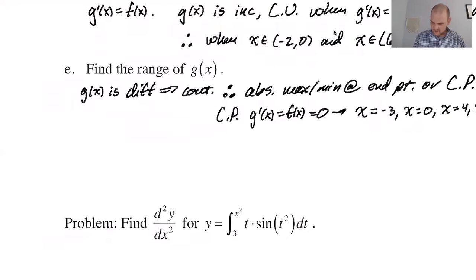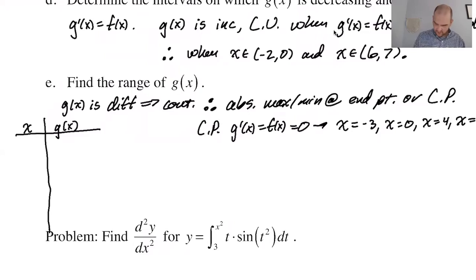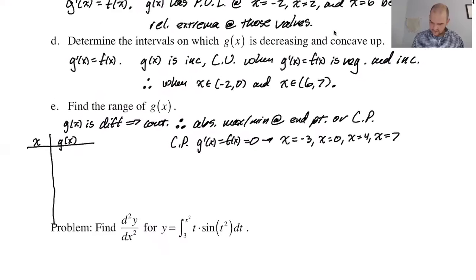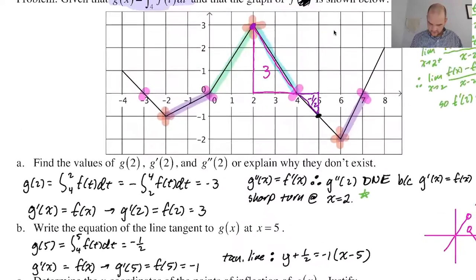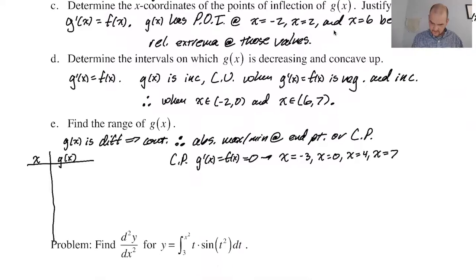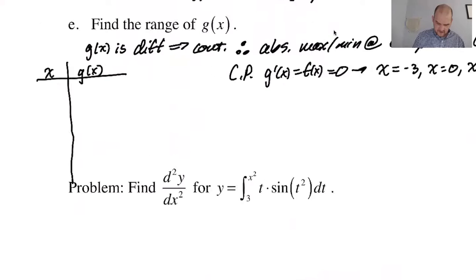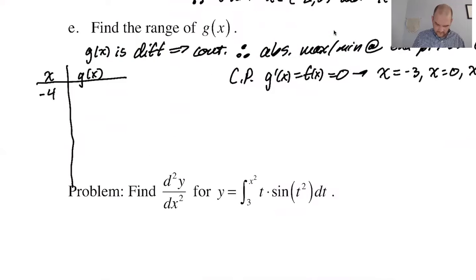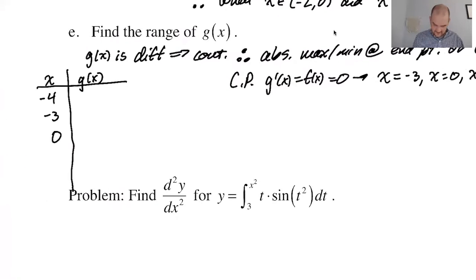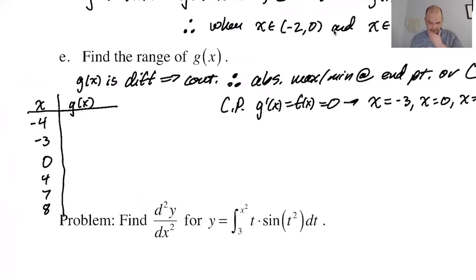So now what we're going to do is make a table of like 1,000 values, unfortunately. So x, g of x. So the endpoints are negative 4 and I thought it was negative 4 to 4. Negative 4 to 8. Ugh. All right. I think I'm thinking of the previous problem. So it's going to be negative 4, negative 3, 0, 4, 7, and 8. All right, now we got to find these values.